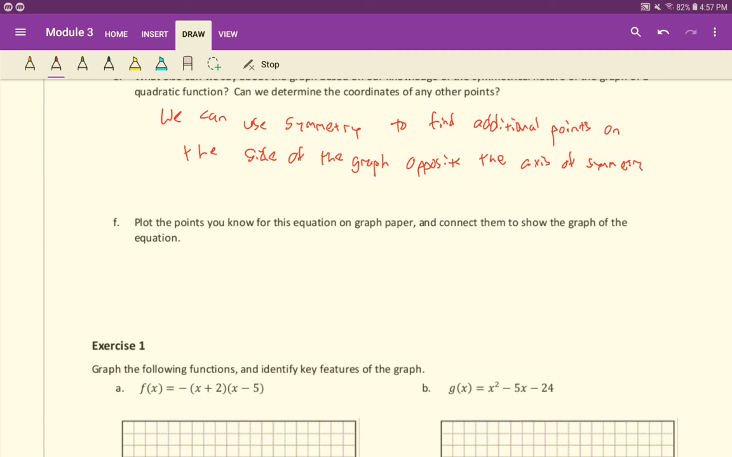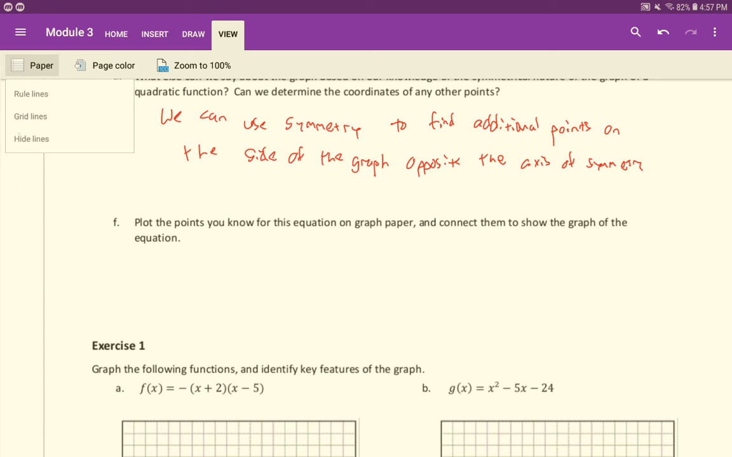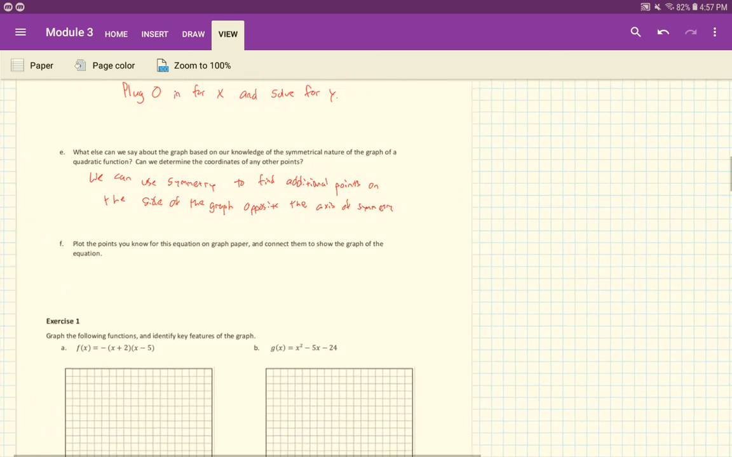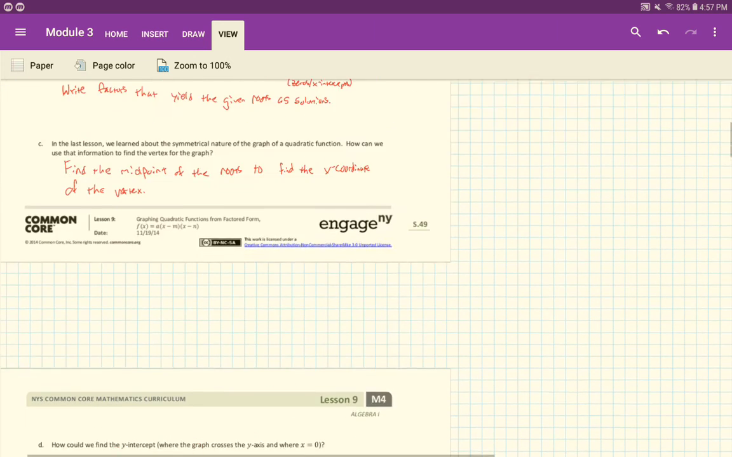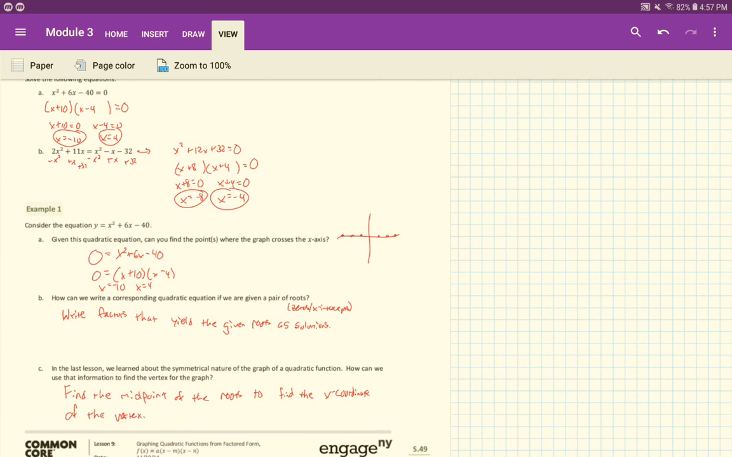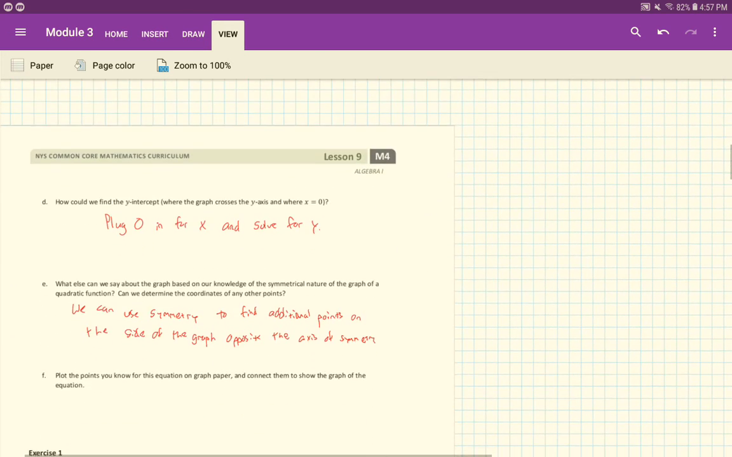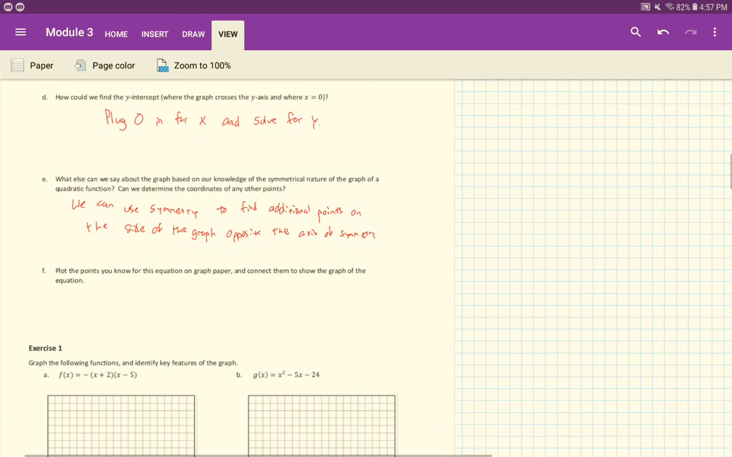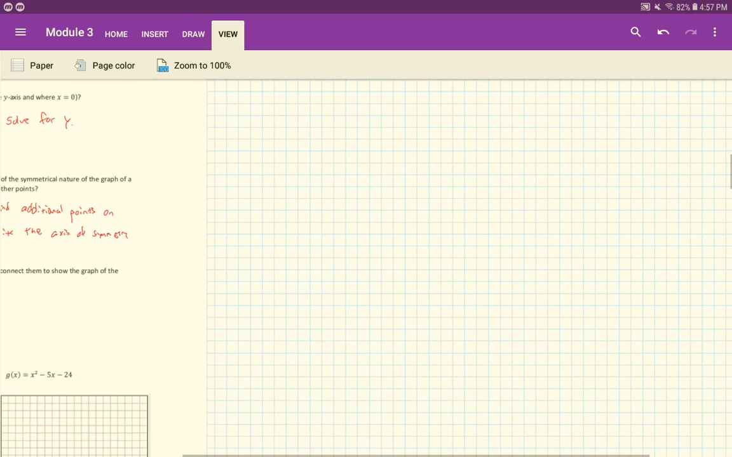So let's go ahead and plot the points. I'm just going to do it right here because I don't have graph paper handy. Actually, I might be able to change it to grid lines. There we go, in the back there. We can just do it over there. Okay, so let's see here. We were trying to graph x squared plus 6x minus 40. So let's do that over here.